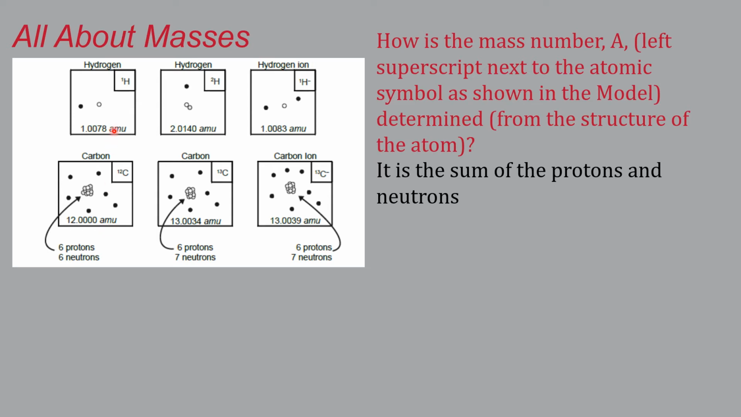So hydrogen 1 has a mass of about 1.0078. Hydrogen 2, also called deuterium, has a mass of 2.104. And you can see that in all of these cases, if you were to round these numbers to the nearest integer, it would be equal to that mass number, which is just the number of protons and neutrons.